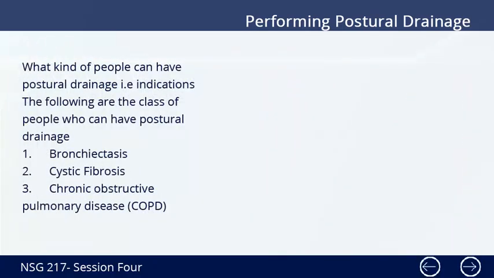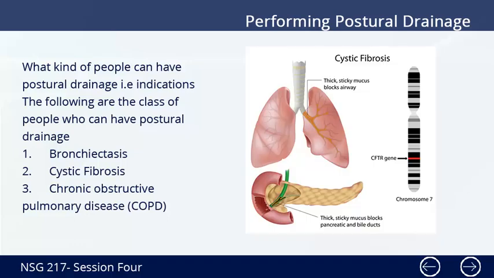What kind of people can have postural drainage? That is, indications. The following are the classes of people who can have postural drainage. Number 1, bronchiectasis. Number 2, cystic fibrosis. Number 3, chronic obstructive pulmonary disease, that is COPD.